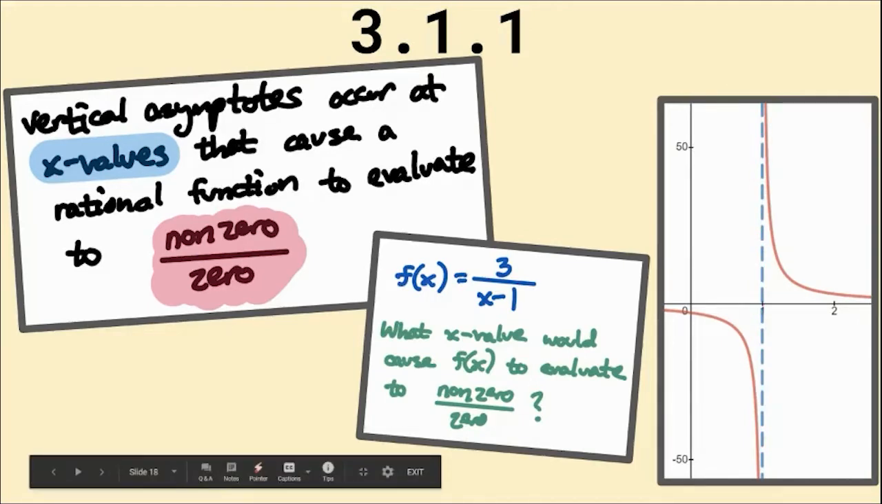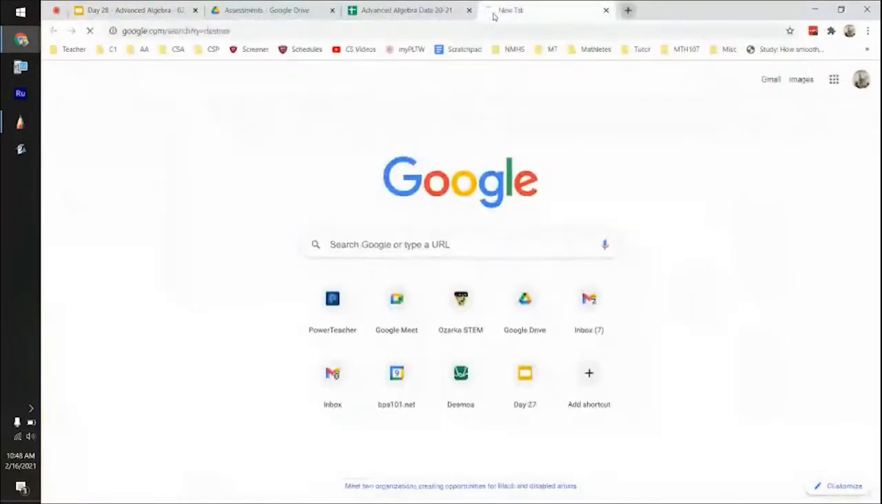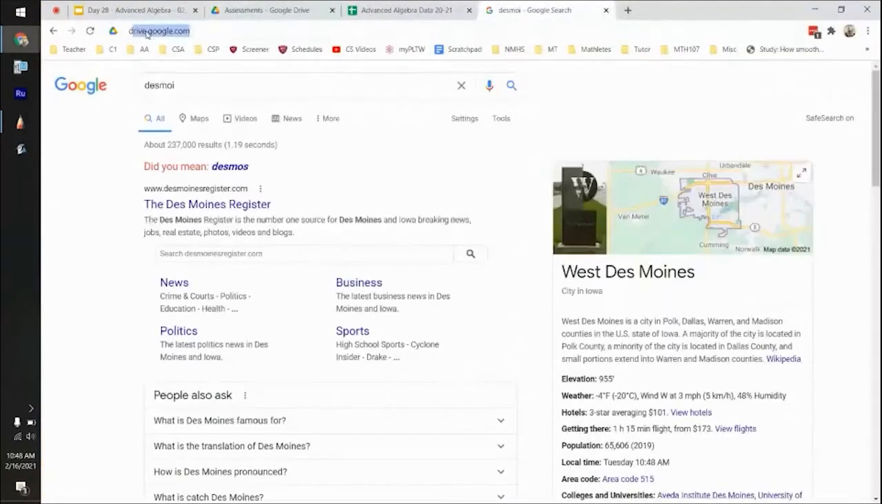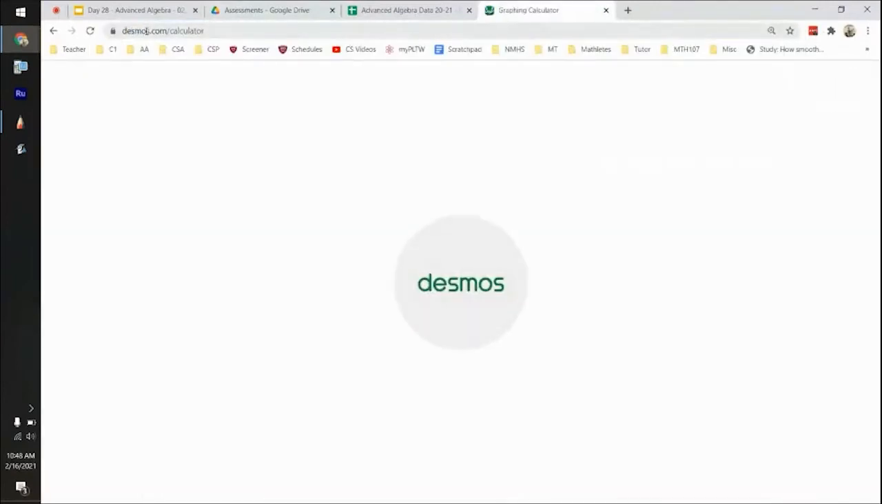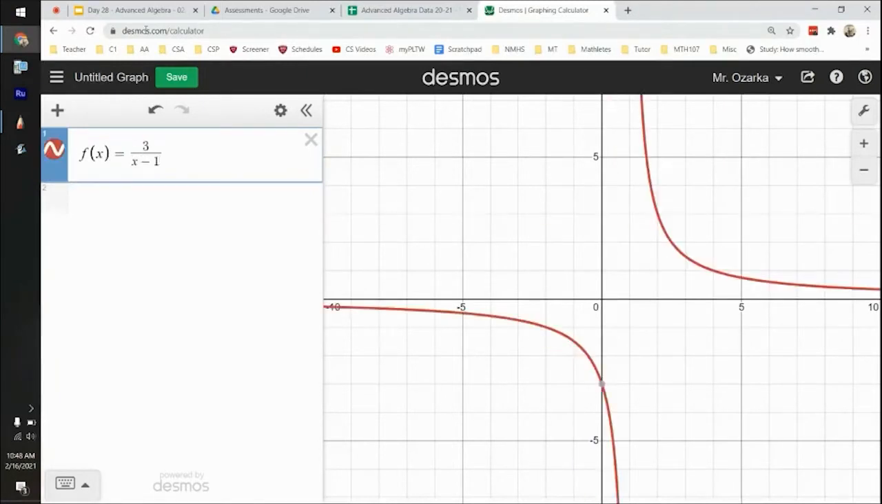That's essentially what you're going to be doing in this section. You're going to be setting the denominator equal to 0 and solving. So we have some function f of x equal to 3 divided by x minus 1. If you plugged in x as 1, you would have 3 over 0. And anytime you do 3 over 0, you're going to get an undefined.